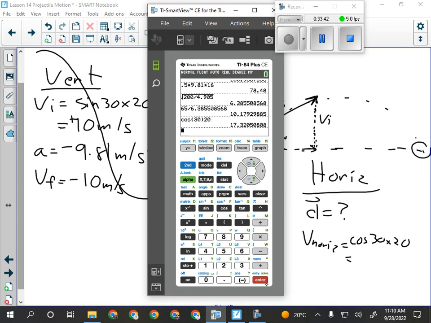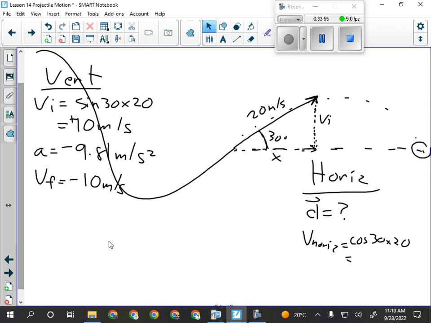You mean 25? Why would I say 25? Wasn't the speed 25 meters per second? Nope, it was 20. 17.32 meters per second. All right, at this point, that's all I can get for the horizontal part.